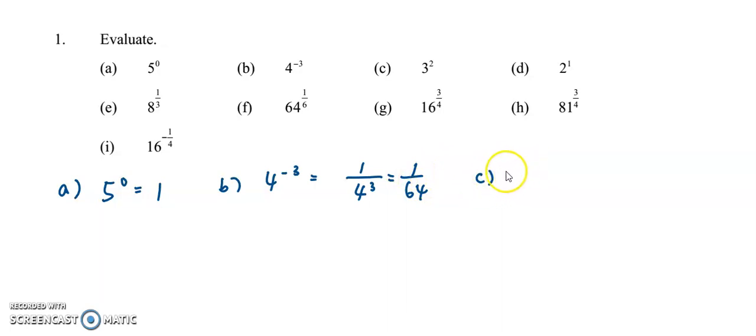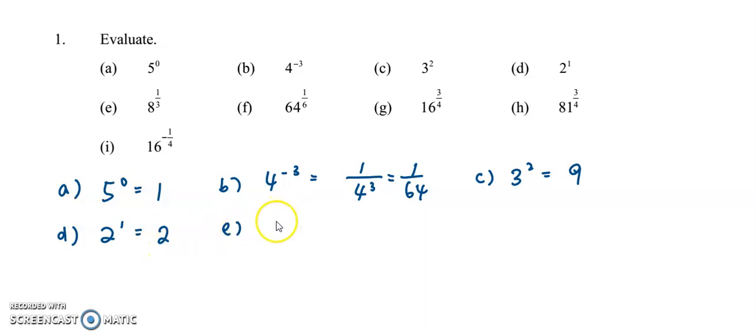Now proceed to C, 3 squared, which is very simple. 3 squared, we can always remember without using a calculator. So this is equal to 9. 3 multiplied by 3 is equal to 9. And for question D, 2 power of 1, anything power of 1 will be equal to the base number back. That will be 2.